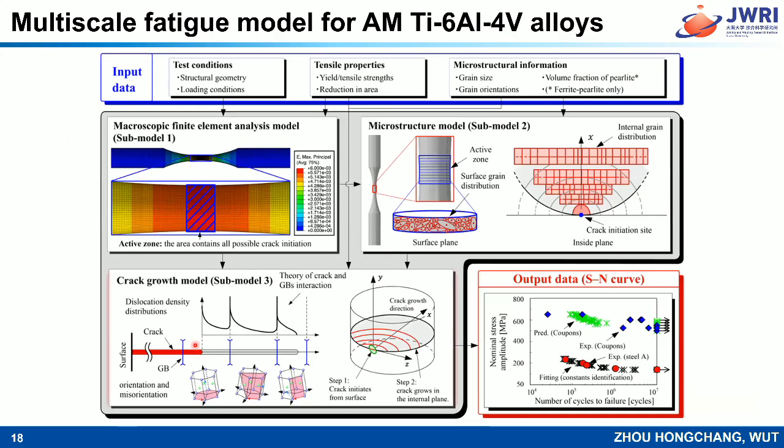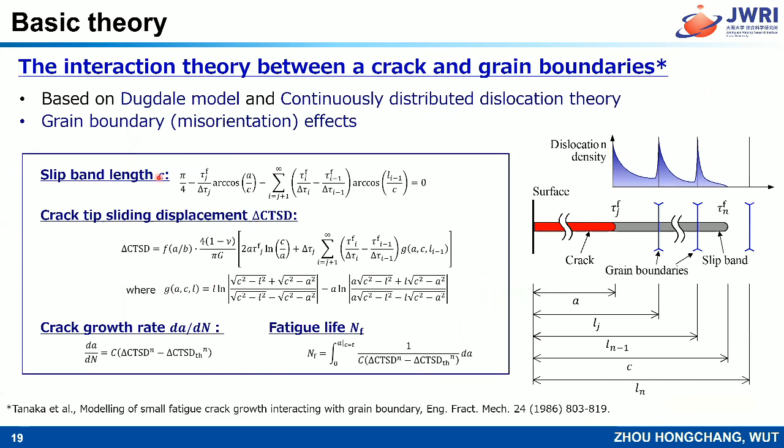And the last one is the crack growth model. And we use the interaction theory between a crack and the grain boundary. And this theory was proposed by Professor Tanaka in 1986. And in this model, we need to calculate the slip band length C and the crack tip sliding displacement, delta CTSD. And based on the delta CTSD, we will calculate the crack growth rate, da/dN. Finally, the fatigue life can be calculated as here.